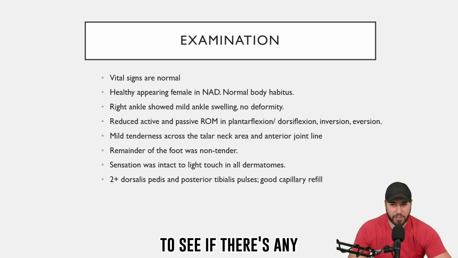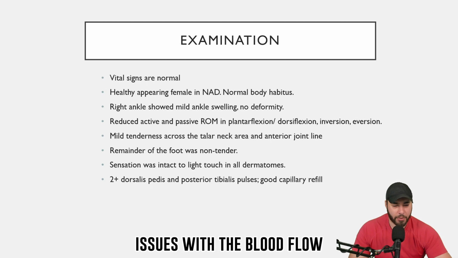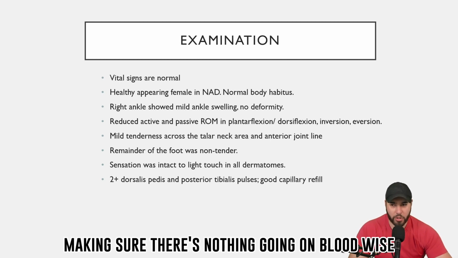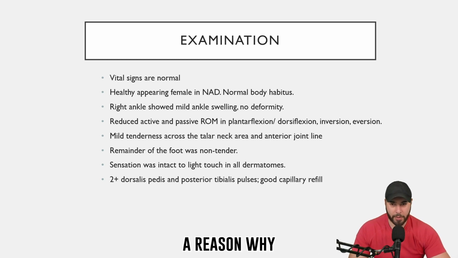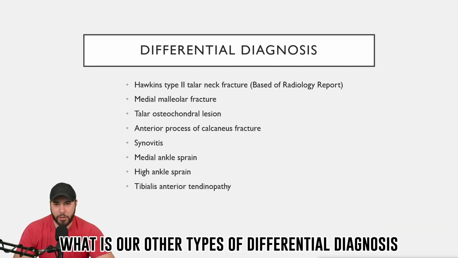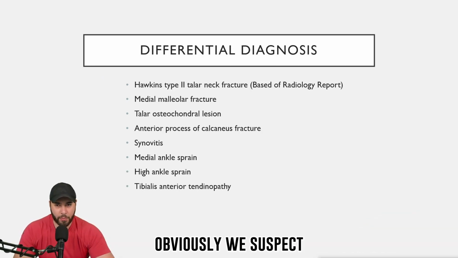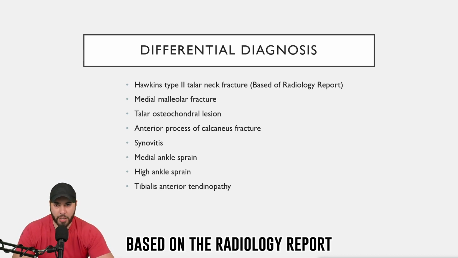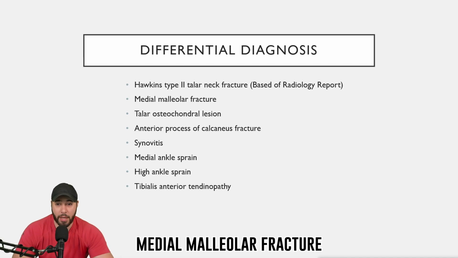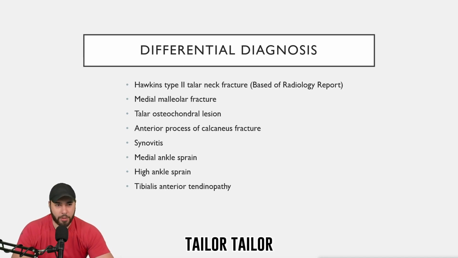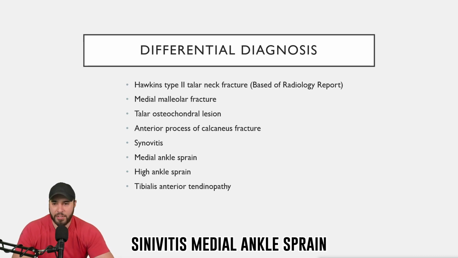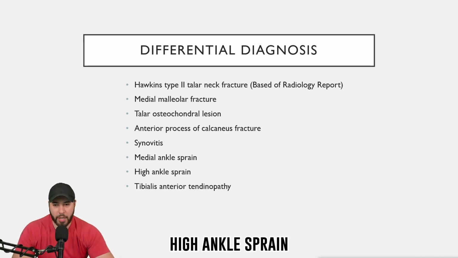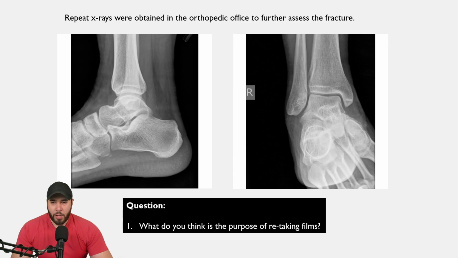So kind of just measuring to see if there's any issues with the blood flow, the vascularity, and making sure there's nothing going on blood-wise, and we'll get to that in a little bit, a reason why. So thinking about what our other types of differential diagnosis are. Obviously, we suspect a Hawkins type 2 talar neck fracture based on the radiology report, medial malleolar fracture, talar osteochondral lesion, anterior process of the calcaneus fracture, synovitis, medial ankle sprain, high ankle sprain, and tibialis anterior tendinopathy.